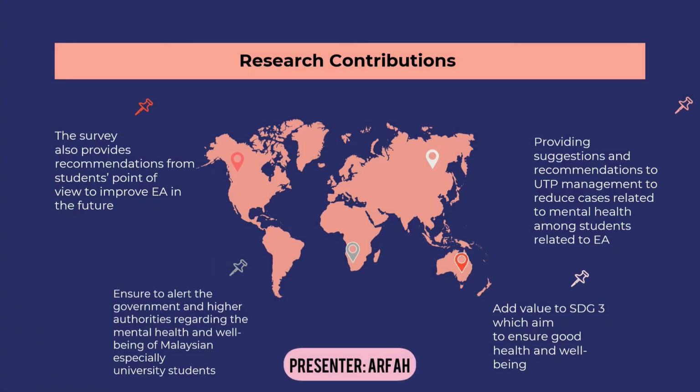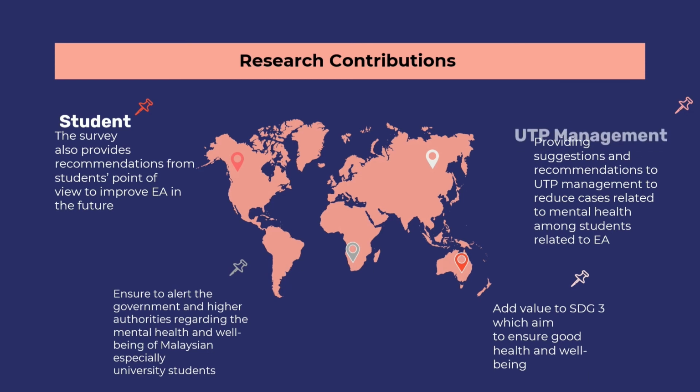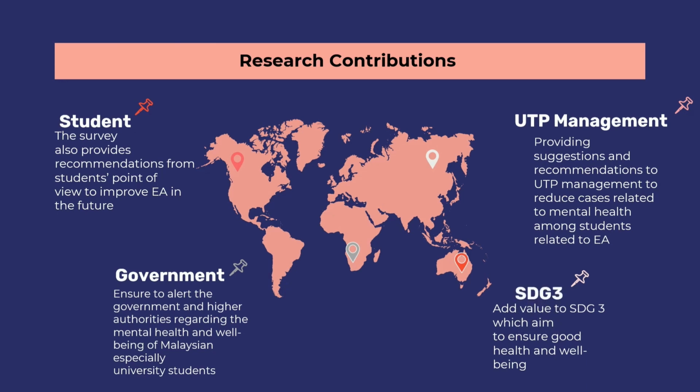Hi, I am Arfa. To summarize, the research contributes various positive outcomes as the students' point of view and recommendations were collected, and they will be provided to the UTP management to improve the EA in the future and to reduce mental health cases among the students. Then it will also alert the government and other higher authorities regarding the Malaysians' mental health, particularly the university students. Finally, to instill value to SDG 3 in ensuring good health and well-being of the Malaysians.